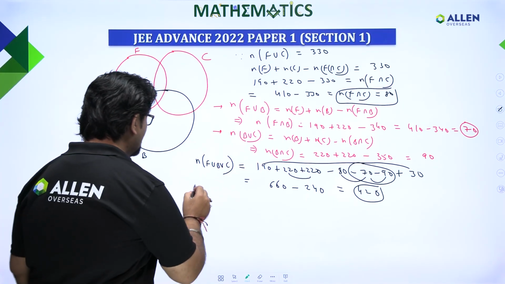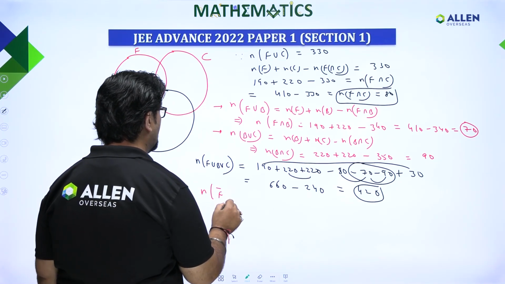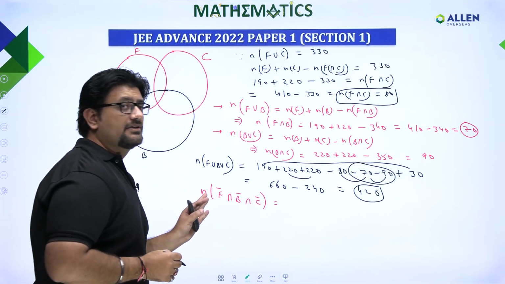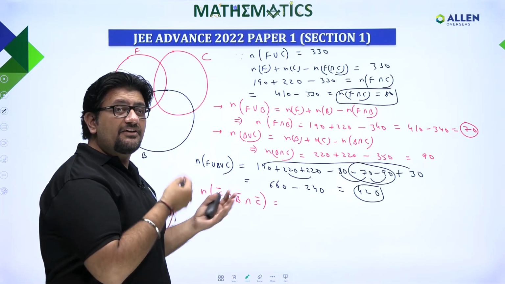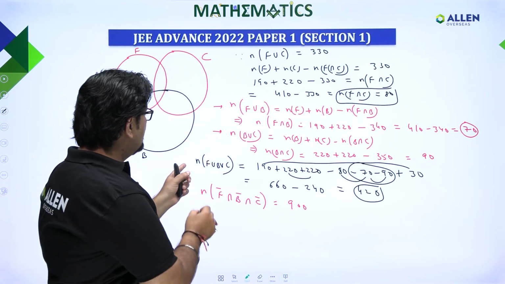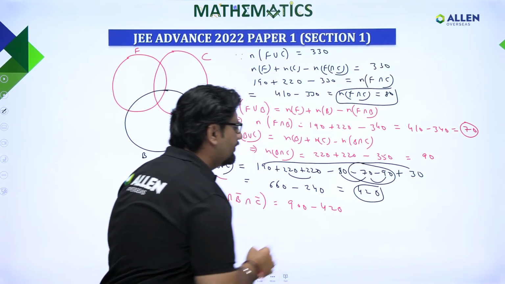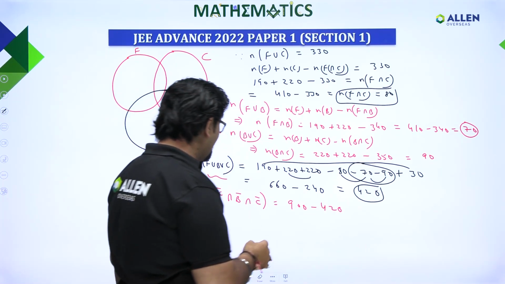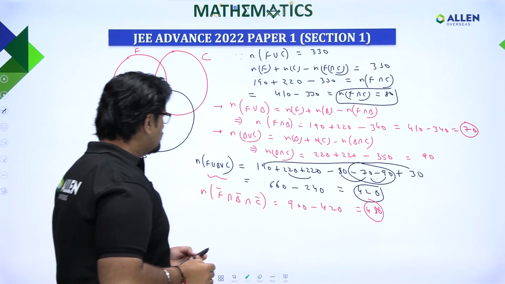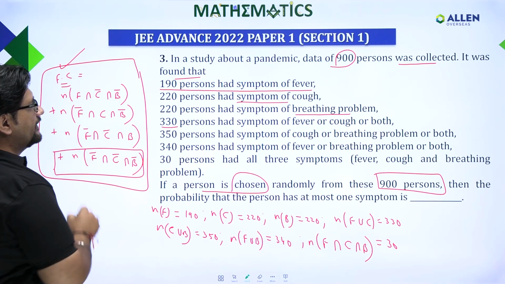Now we will calculate N of F bar intersection B bar intersection C bar, means the people who are not suffering from any of the symptoms. So total how many? 900 people, and at least one value is 420. So we will subtract 420 from it, my dear. So what is the value we are getting? This is equal to 480, my dear. So from the favorable cases, one of the values I have found out is 480, my dear.